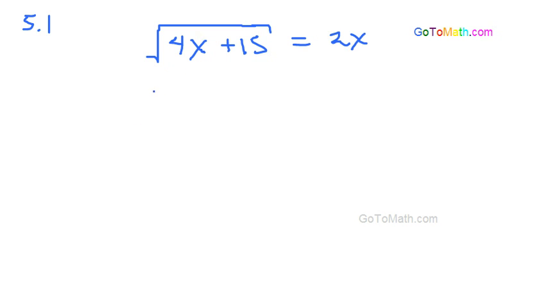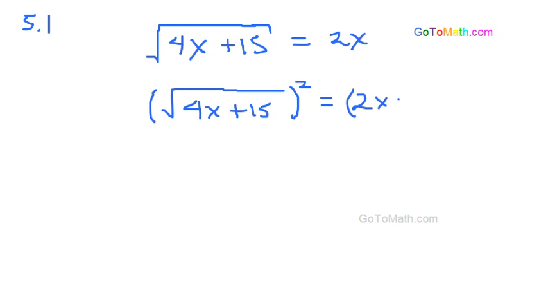So what we'll want to do here is square this radical to get rid of it. And if we square the left hand side, we must square the right hand side. Squaring that radical gets rid of it, so now we've got 4x plus 15, and that is going to be equal to, we want to square that too, 4x squared.